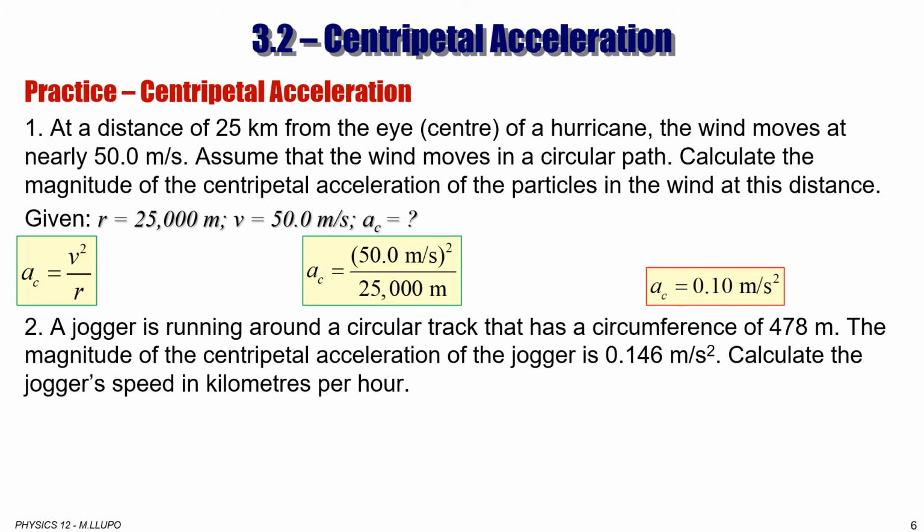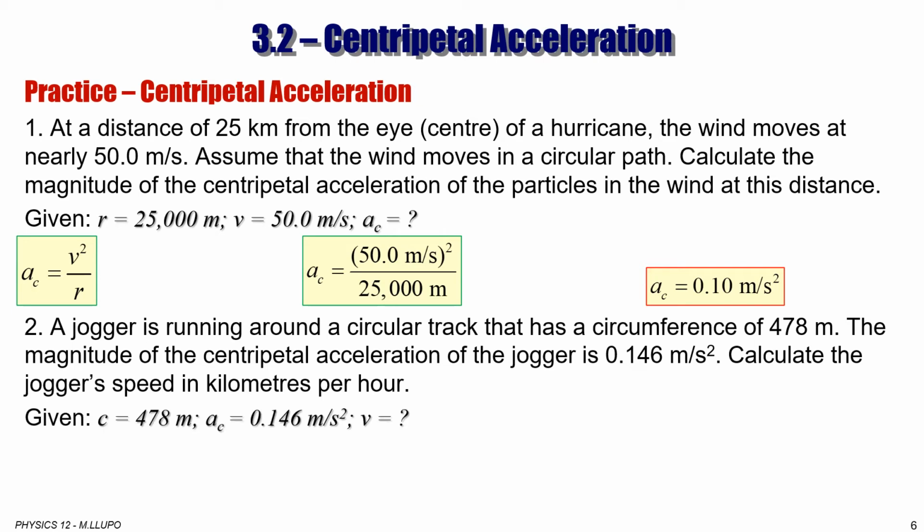Second, a jogger is running around a circular path that has a circumference of 478 meters. The magnitude of the centripetal acceleration of the jogger is 0.146 meters per second squared. Calculate the jogger's speed in kilometers per hour.